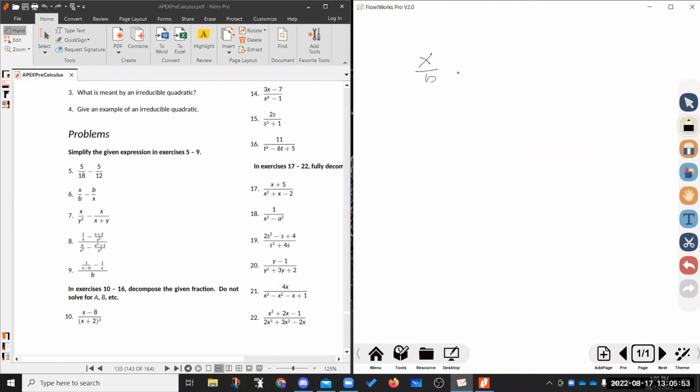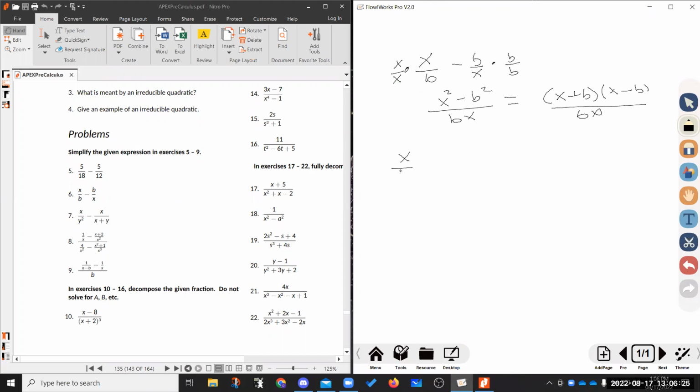I have x over b minus b over x. I don't see numbers that I can make factor trees with like I did previously, so I'm just going to have to get a common denominator from all the factors multiplied together. So my denominator is going to be bx, and the numerator is going to be x squared minus b squared. I'll factor that a little bit more into x plus b times x minus b over bx, like that.